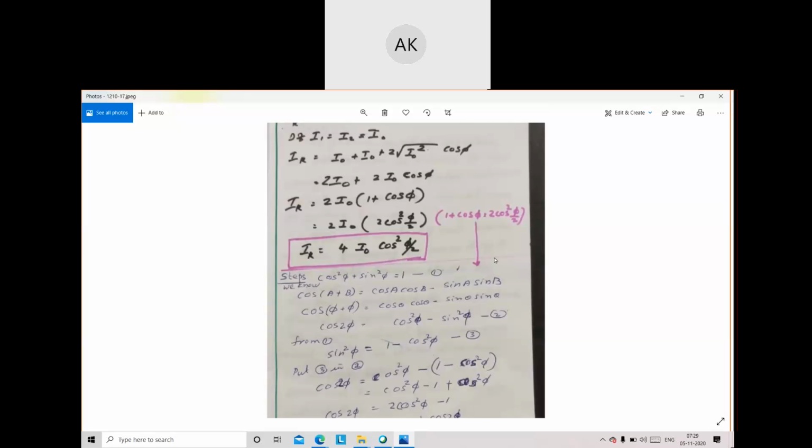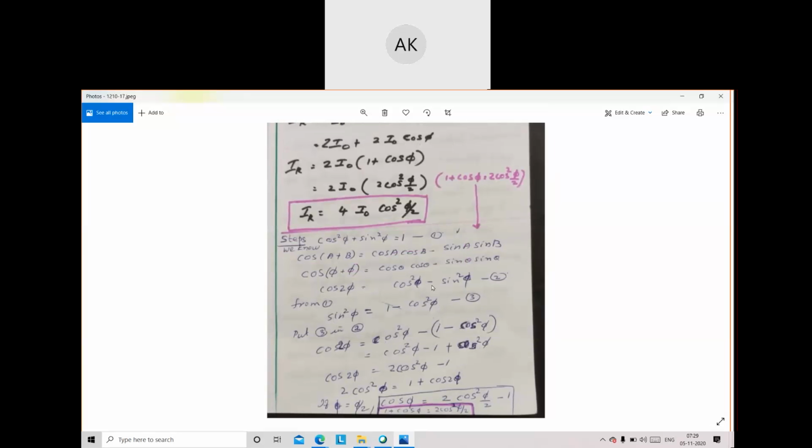That step I have written here. The step is actually not important. You can just directly write this: 1 plus cos phi equal to 2 cos square phi by 2. For that you should remember this, otherwise you have to derive all this. For doing problems, just remember this formula, 4I0 cos square phi by 2. So the best method to learn this formula is every day.